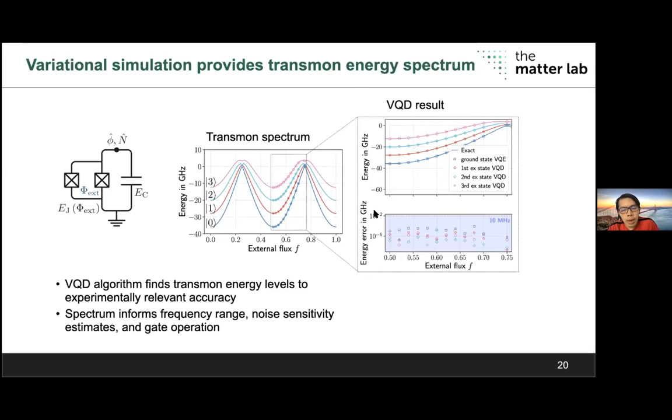In the figure below, what we show is the absolute energy error that we obtain from running these variational algorithms. You can see that most of the errors are on the order of 10 megahertz or so. Just for your information, typically transmon energy gaps are on the order of gigahertz, so the errors are quite small. It's three orders of magnitude smaller than the energy gap of the transmon system that we are trying to simulate.